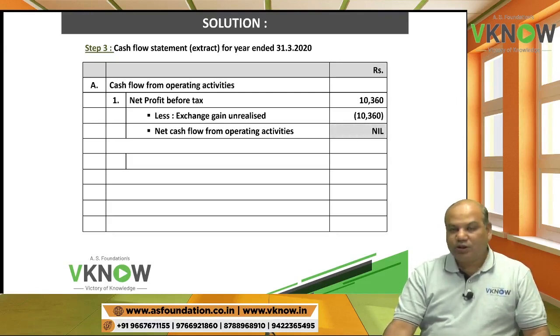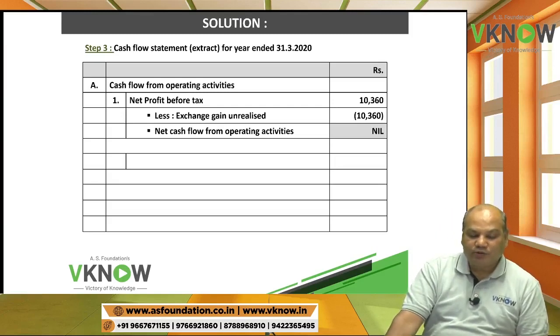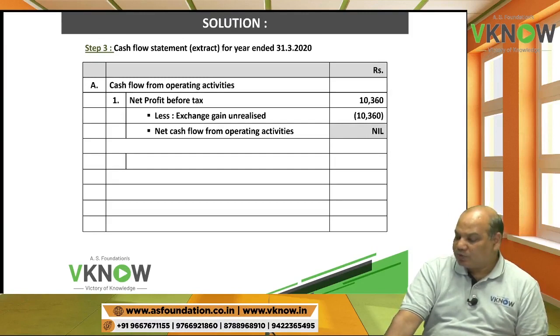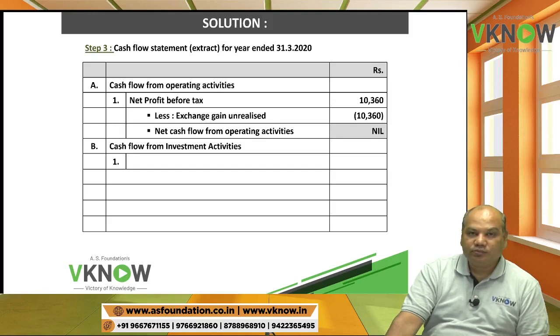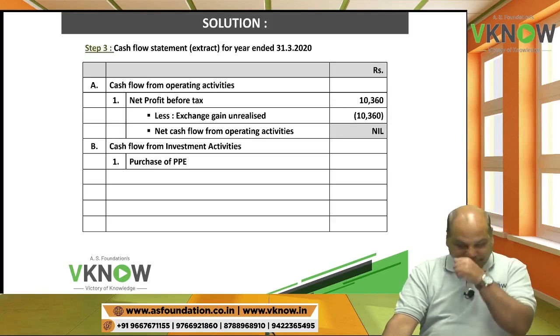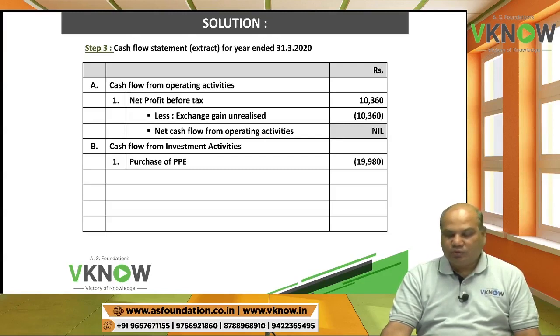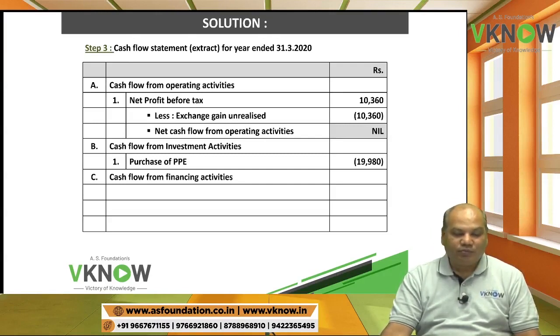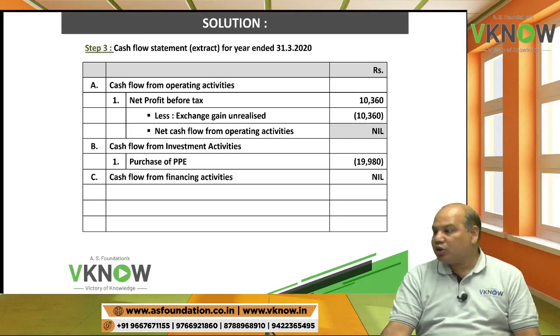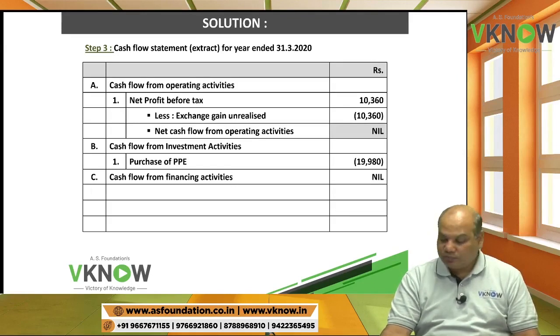So now write down, therefore cash flow from operating activities nil. Cash flow from investing activities. Here we will have one item, purchase of PPE. In your previous journal entry number 1, 19,980. Cash flow from financing activity, nil. There is no cash flow from financing activity in this problem.